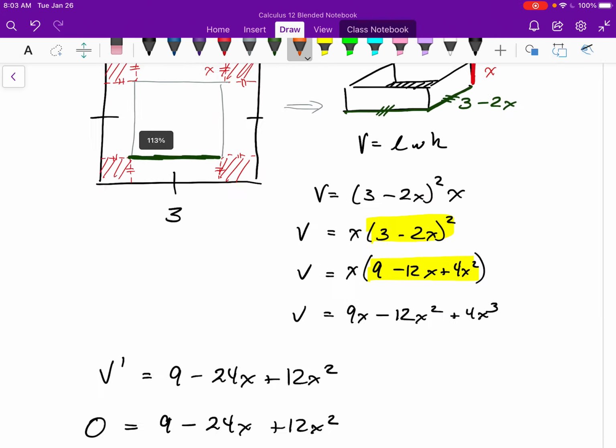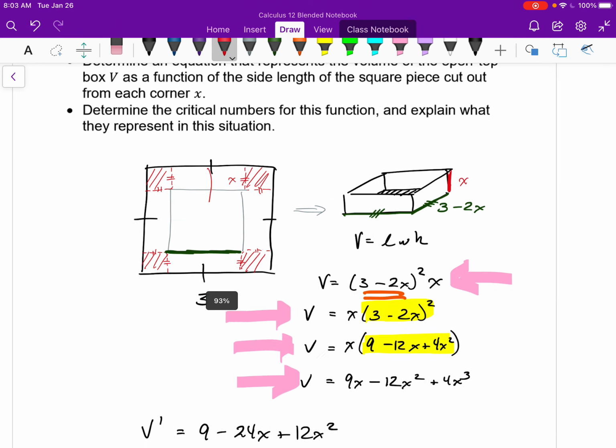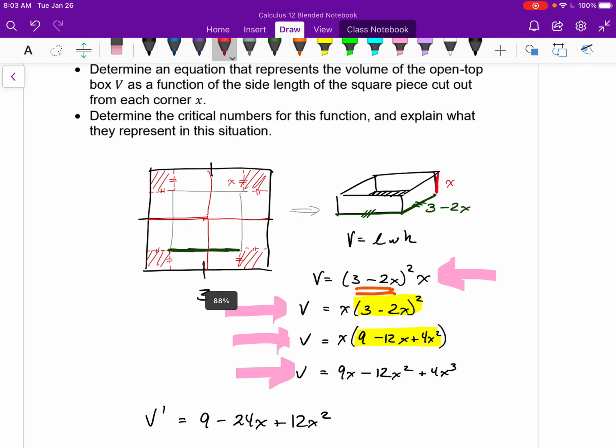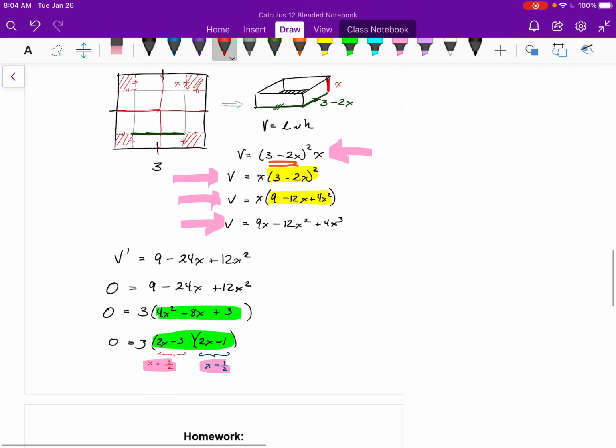And again, if I look back at my diagram, that makes complete sense. If x is half of 3, if x is 1.5, that means I'm cutting out squares this big. There's one square, there's another square. And that means I've cut out the whole thing. There's nothing left to fold up. And so it is a critical point. It's one of our minimums. Essentially you can't cut out more than 3/2. And so I can see right away that when x equals 3/2, that critical point is a minimum. So the volume is 0.